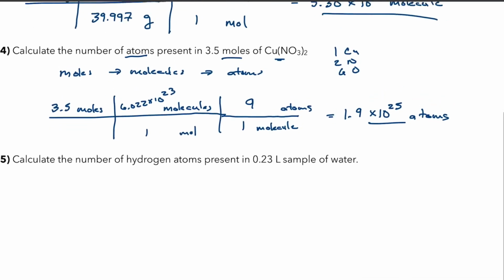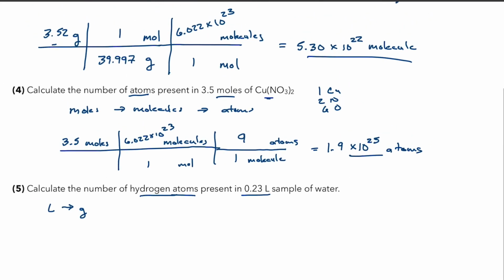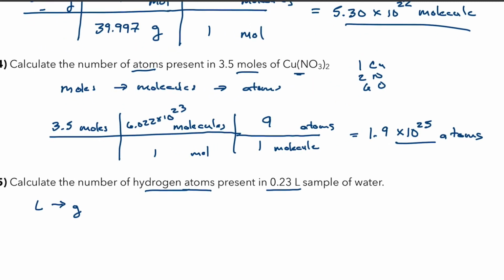Now, of course, this last problem, number 5, also has a challenge in it. In this case, we're going all the way from a volume measurement to hydrogen atoms. And that's quite a few steps. So first, we're going from liters. Then we need to go to grams. Whoops, sorry. And then we need to go to moles. Then we need to go to molecules. Then we need to go to atoms of hydrogen. Yeah, that's quite a bit of steps. That's okay though. It's the same process. I just have to do it more than one time.